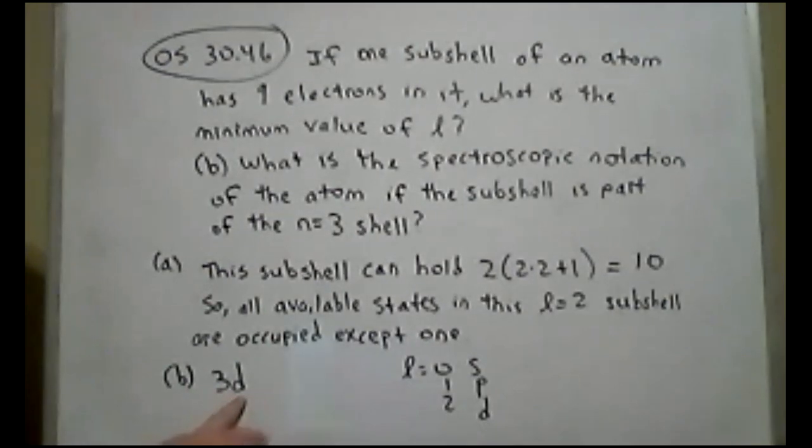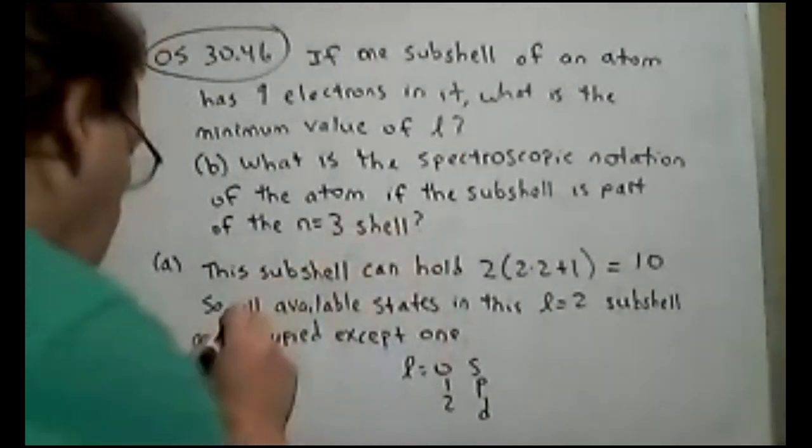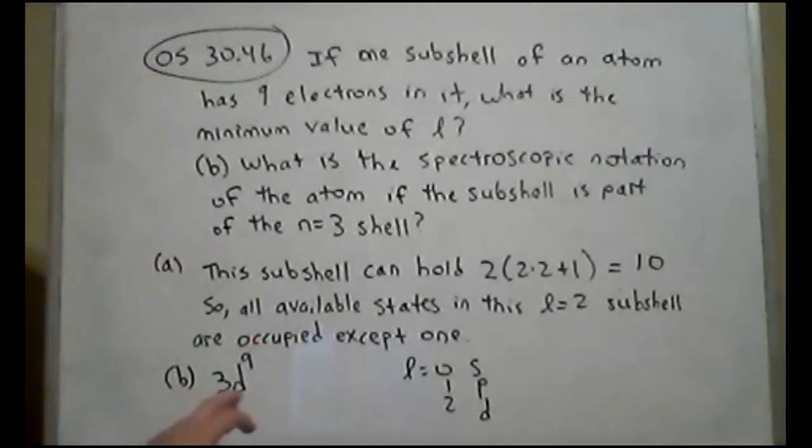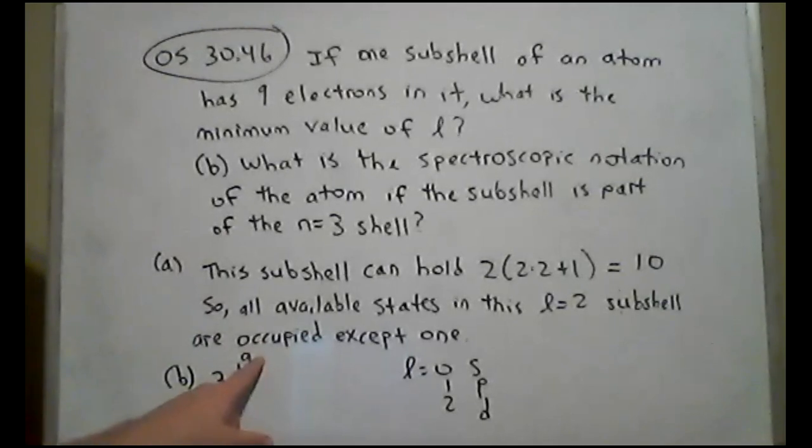This is a 3D subshell. And what would the spectroscopic notation be? It'd be 3D. How many electrons in there? 9. This would be a 3D9. This basically says that we're talking about n equals 3, L equals 2, and that there are 9 electrons in that particular subshell. 3D9. Again, n equals 3, L equals 2. How many electrons in that subshell? 9. That's the notation.